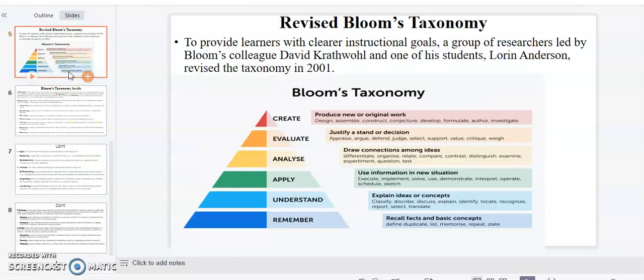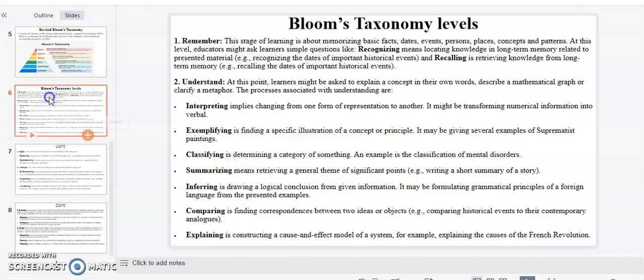Now, in this following slide, I want us to look at the revised Bloom's taxonomy. To provide learners with clearer instructional goals, a group of researchers led by Bloom's colleague David Krathwohl and one of his students, Lorin Anderson, revised the taxonomy in the year 2001. And in the revised taxonomy, we have the following levels.